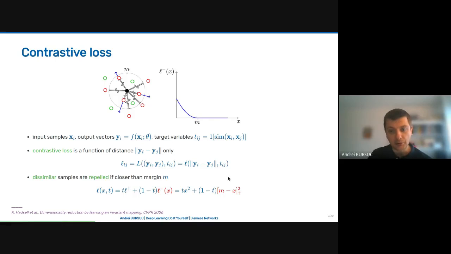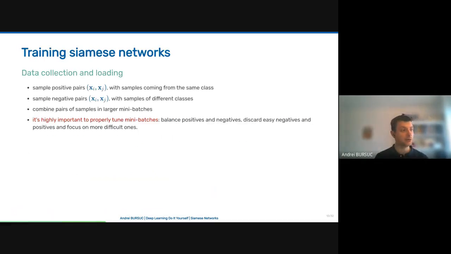If I'm closer to the margin, so if here it's very, very close to the margin, I will have a small value here, and when I'm making it square, it will be again an even smaller value. So I'm not penalizing it too much in this realm. And from here onwards, it will be just 0. So how do we train a Siamese network?